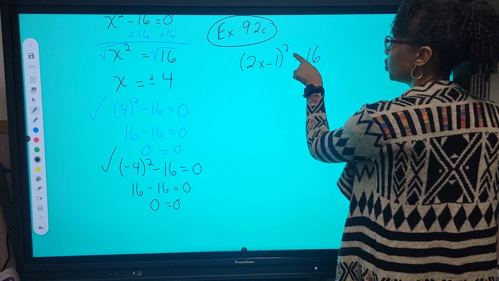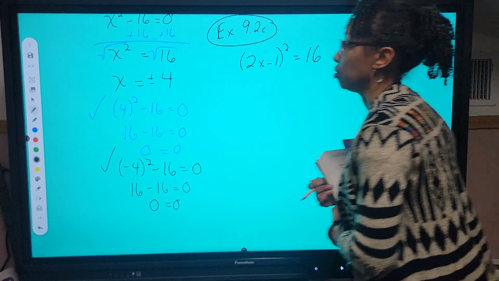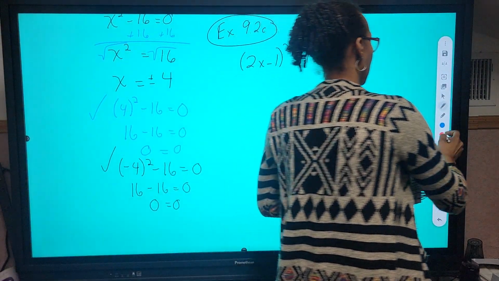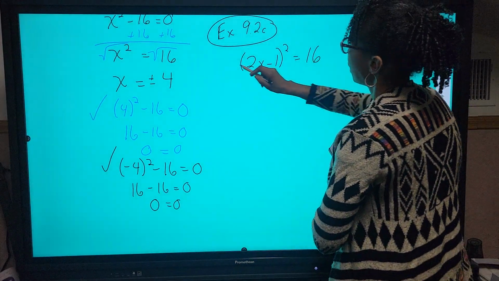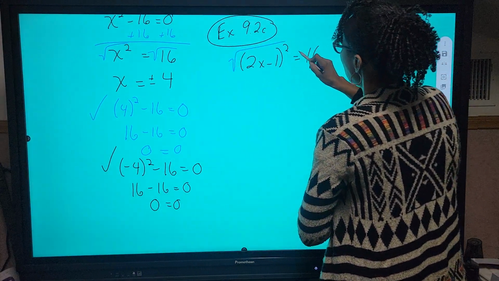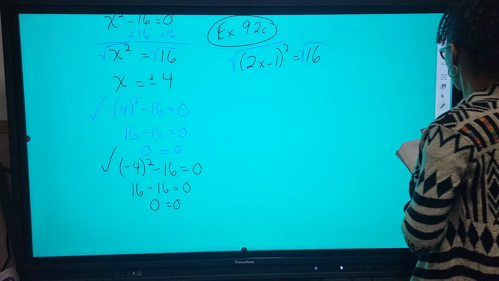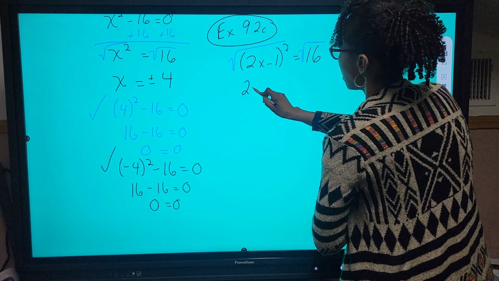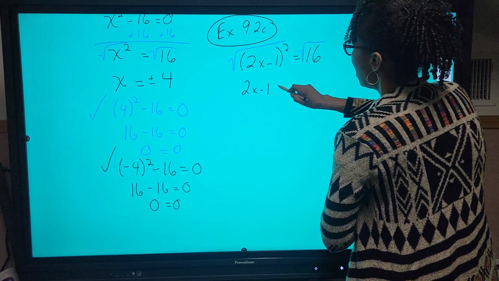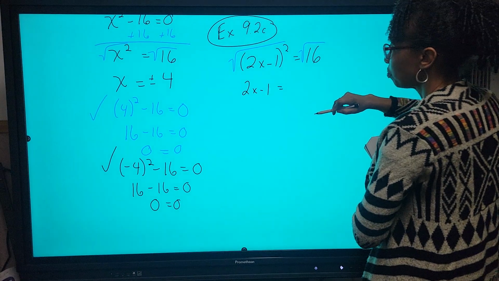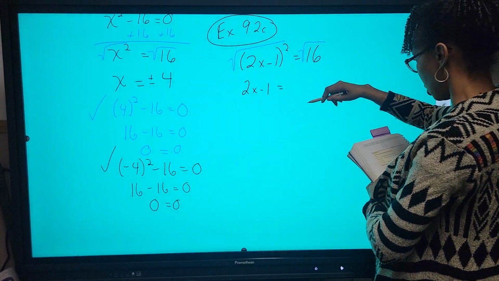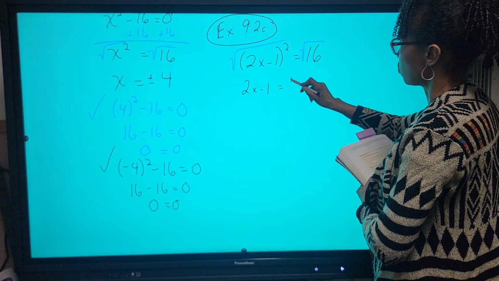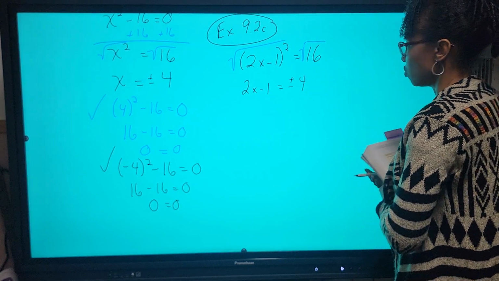The first thing I have to do is attack this square. So we'll use our new knowledge of how to cancel out a square by taking the square root of both sides. And the square root and square cancel each other out, and we're just left with 2x minus 1. I no longer need the parentheses, but I do have to acknowledge that I have two possible solutions here, right? That the square root of 16 isn't just 4, it's plus or minus 4.